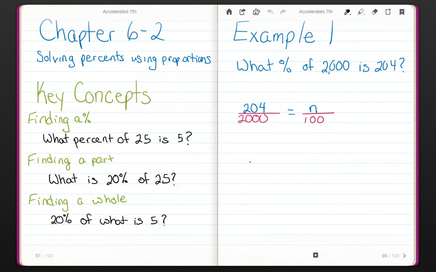Chapter 6.2, Solving Percents Using Proportions. And yes, sorry, my poor writing, that is what that says. So there are three key concepts that we're going to talk about today. Briefly, they are finding a percent, finding a part, and finding a whole.